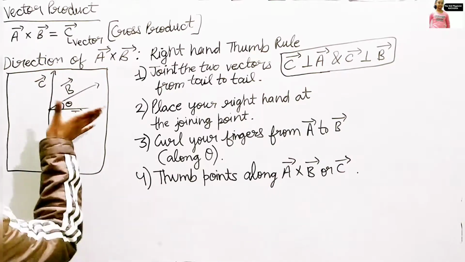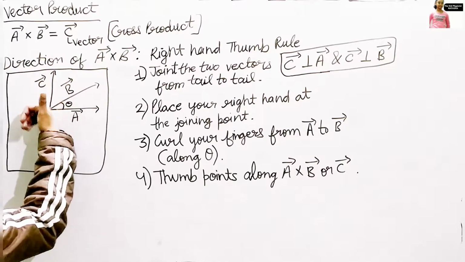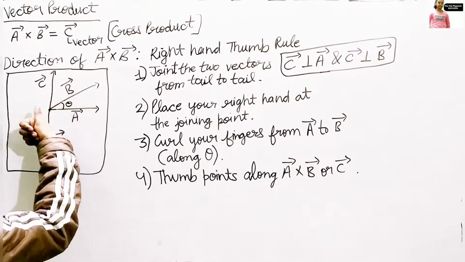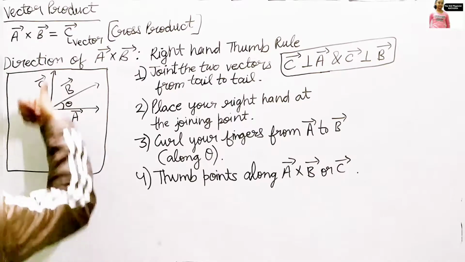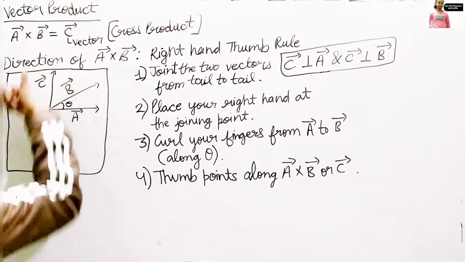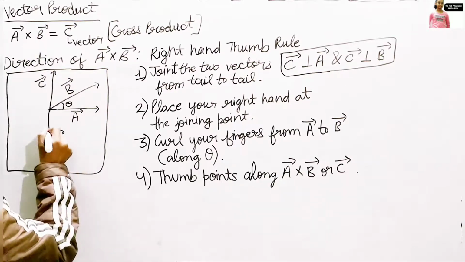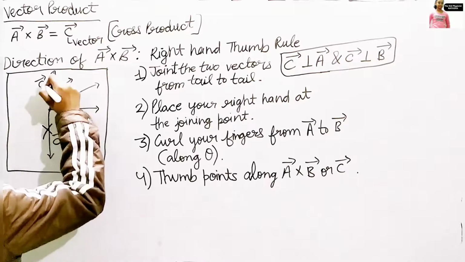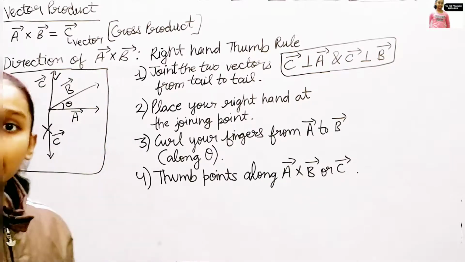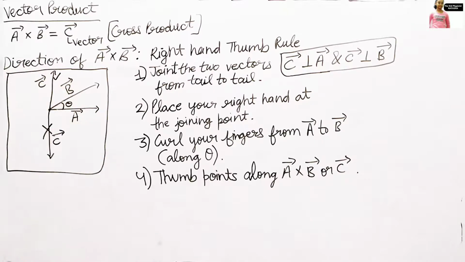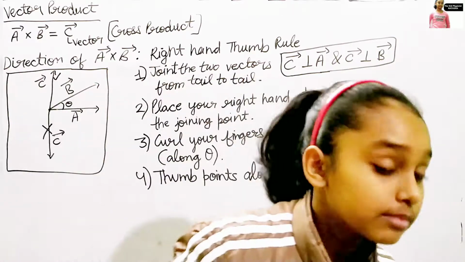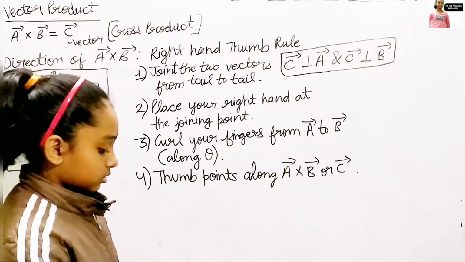So you can see I have curled my fingers from A to B, and you can see my thumb is pointing upwards. See? Okay, so this means that downwards will be wrong and the upward vector C will be correct. So this means that we have now found the actual direction of vector C, and it is upwards. Got it? Upwards. Let me just show you, it can also be downwards.